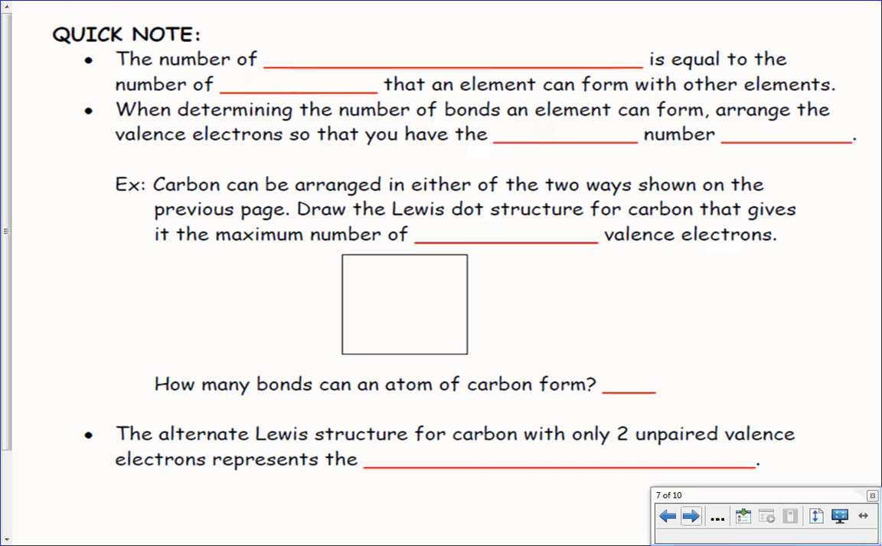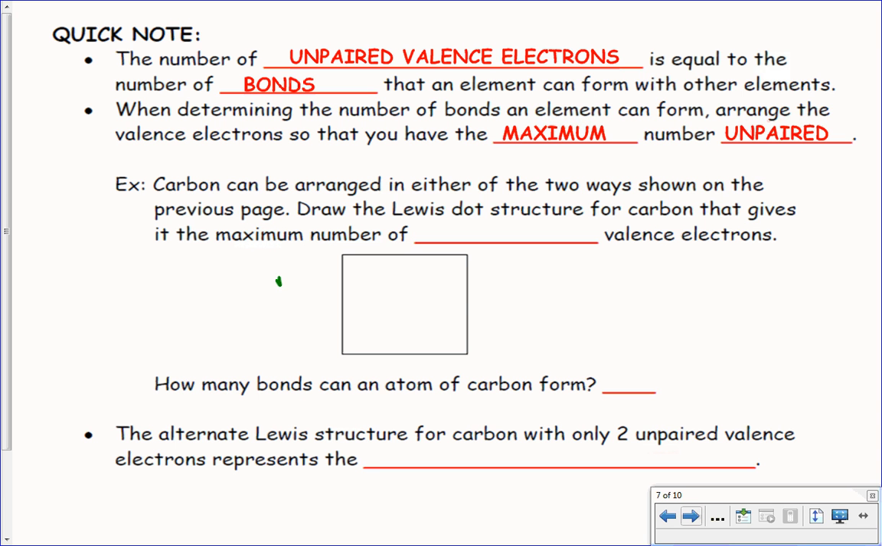Okay. Quick note. Again, that number of unpaired valence electrons will help us determine the number of bonds it could make. Okay. When determining the number of bonds we can form, we want to arrange them into the maximum number of unpaired electrons that we can. All right. So carbon can be arranged in either of 2 ways shown, right?